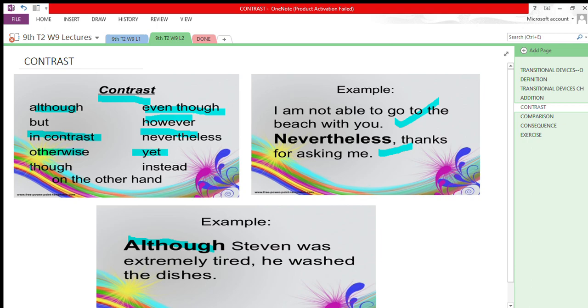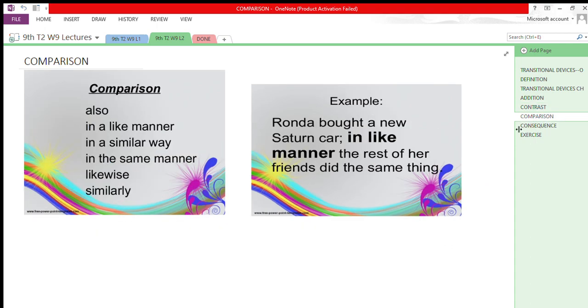Okay. Though he worked hard, he couldn't pass the examination. I'm busy now. Instead, I'll call you another time. Okay. He has been working hard, yet he hasn't completed his assignment. Okay. Next is comparison. Now, comparison also: in a like manner, in similar way, in the same manner, likewise, similarly.